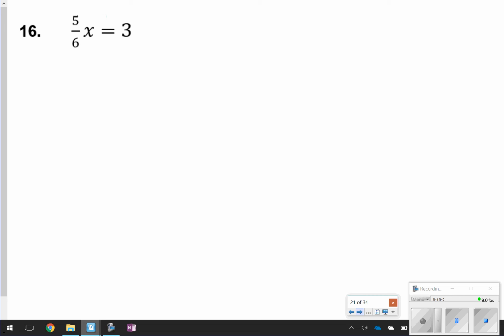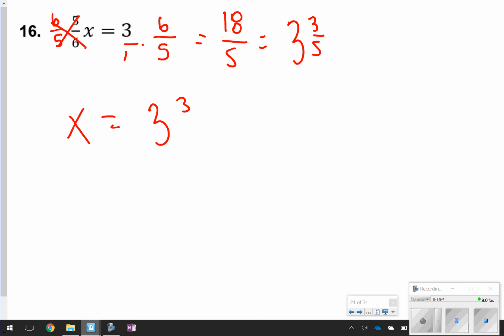Number 16, remember you can multiply by the reciprocal here. So 5/6 x is equal to 3. We're technically dividing by 5/6, but anytime you divide by a fraction, you got to flip the fraction. So I'm going to multiply by 6/5 on both sides. These cross out because 6/5 times 5/6 is 30/30, which is equal to x, which is exactly what we need. But 3 times 6/5 is going to give you 18/5, or 3 3/5. So x is equal to 3 3/5.